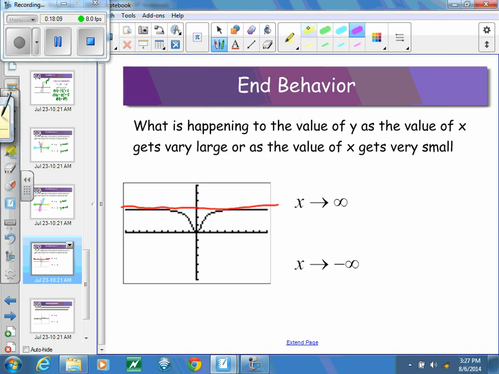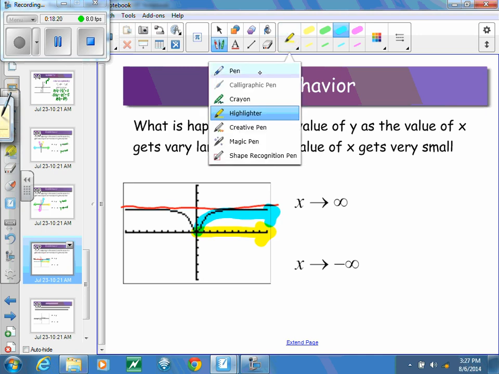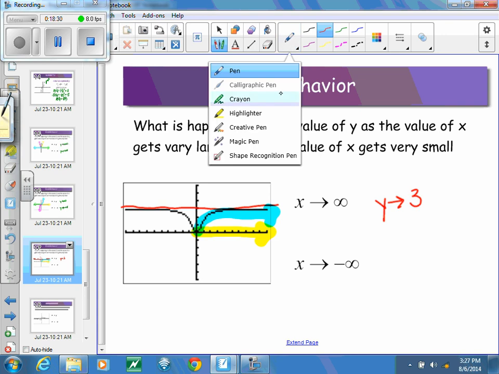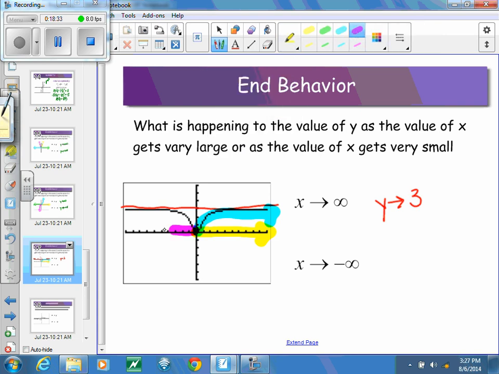So as I look at my graph, what's happening as x goes towards positive infinity? Well, my y value is increasing, but then all of a sudden it reaches a maximum point. And so as x goes towards positive infinity, my y value is going just towards positive 3. And that's where it's going to end up stopping. If I do the same thing with the other graph here, going in the opposite direction, as x goes towards negative infinity, I'm going to see the exact same thing, where our value of y is going towards positive 3 as well. They're going towards that horizontal asymptote.